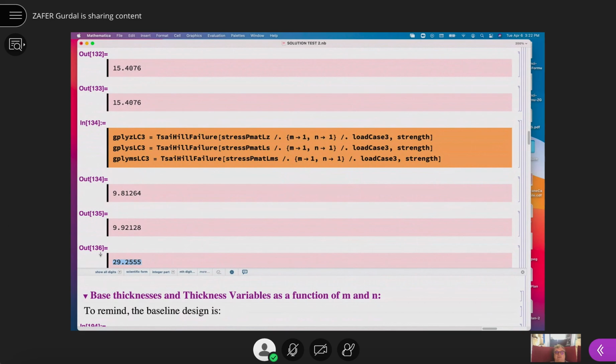And as I said earlier, there's only one constraint per ply. That's G ply Z for 0, G ply S for 60, G ply minus 60, MS for minus 60.